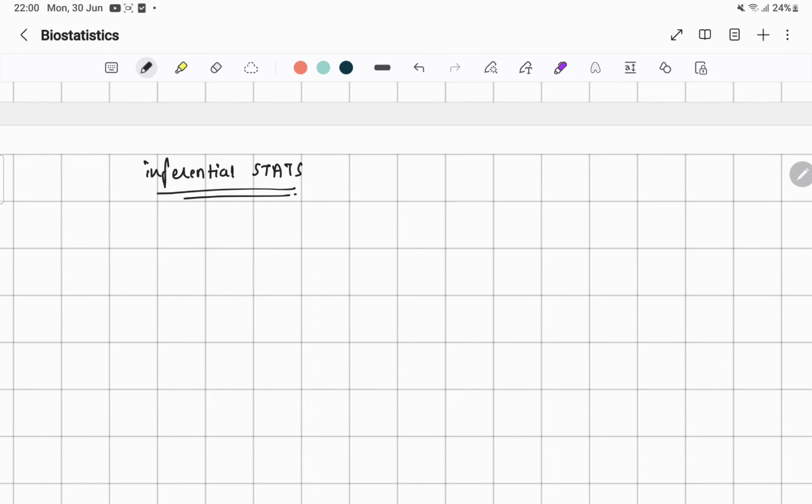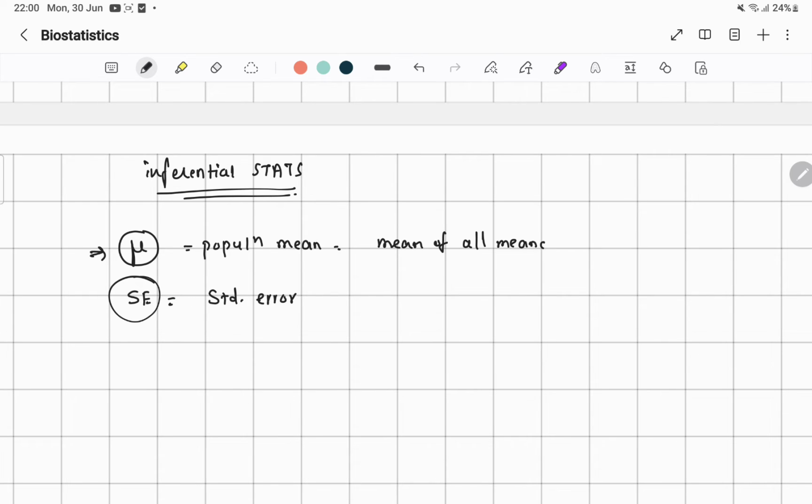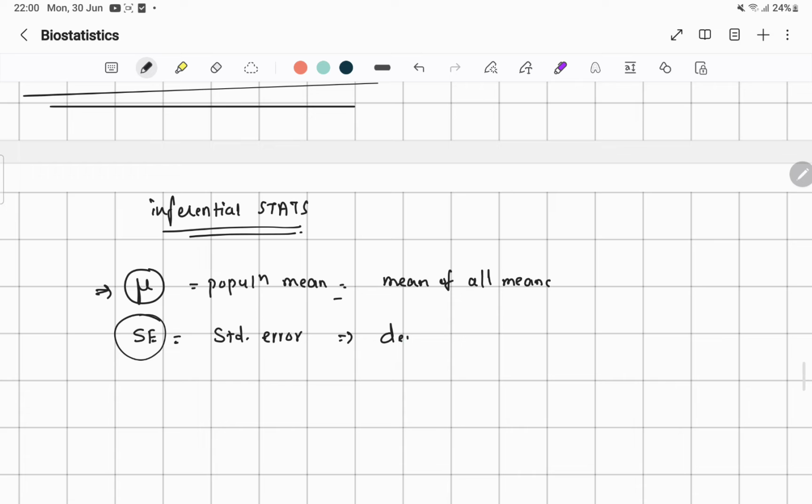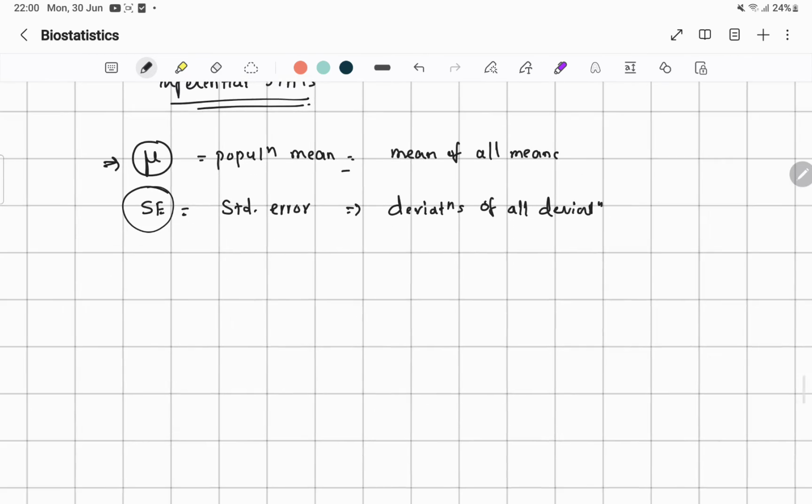So we are into the inferential stats. Inferential statistics is basically a large group of data. So mu, we define mu. Mu is basically the population mean, the mean of means, mean of all means. We define something called standard error. Standard error is basically deviation of all deviations, total standard deviation.